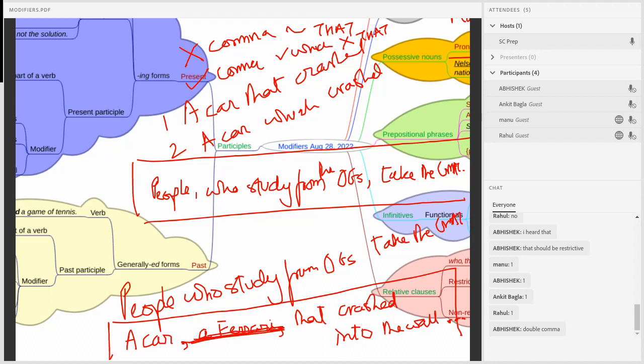So this is actually saying a car that crashed into the wall, without a comma between car and that. The only reason you are seeing a comma is that you need a pair of commas for the Ferrari phrase. Quick check. Is everyone comfortable with this? Manu, feel free to unmute and ask your doubt. Okay, excellent.